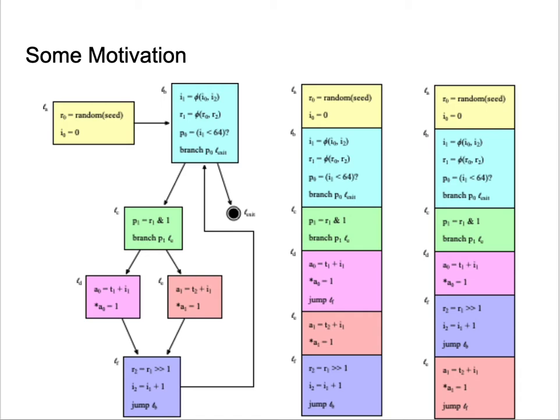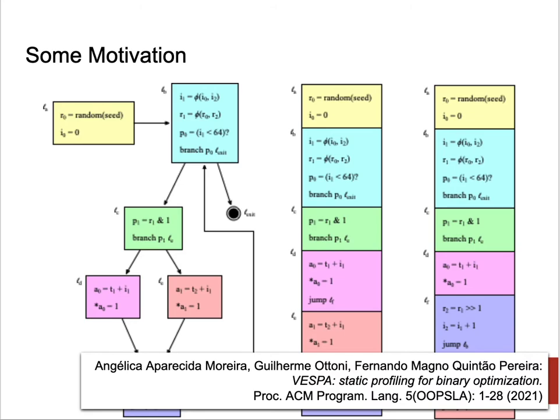The difference in performance between different linearizations can be pretty big. If you want to have an idea of how big, I recommend again the OOPSLA paper from 2021. Anyway, it's useful to find the most likely direction of a branch, as you can see, and that's what we shall do in this class.